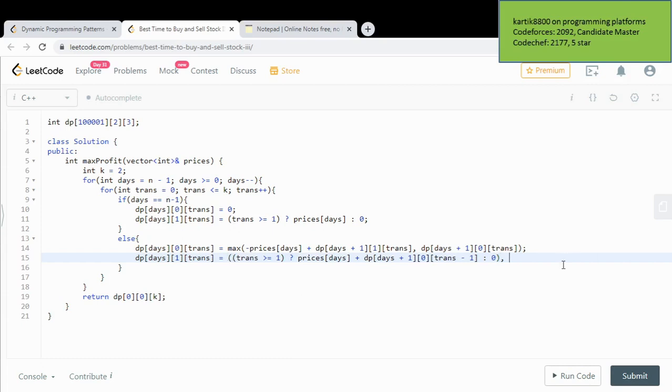Cool. And the other possibility is that you do own a stock but you decide not to sell. In that case, you'll be left with the remaining number of days. You'd like to make the maximum profit there while owning a stock and having the same number of transactions allowed. Among these two options, whichever gives you a better answer, that is your answer. And we're done with the code.